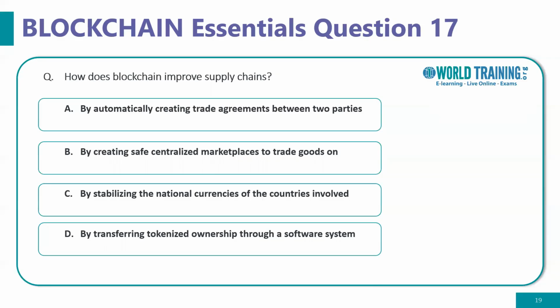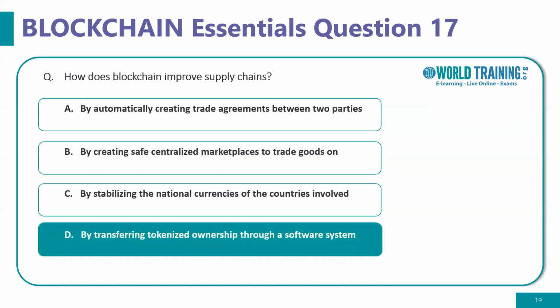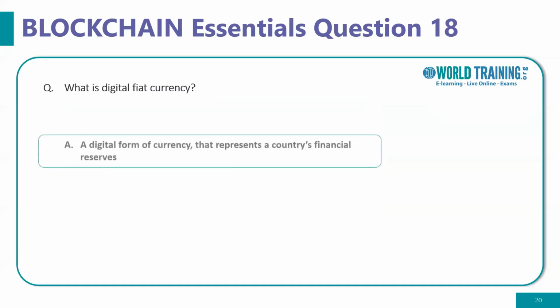So the answer for this is option D, which is transferring the tokenized ownership through a software system. That's how you can secure your blockchains. That's how you can use blockchain for improving your supply chain.